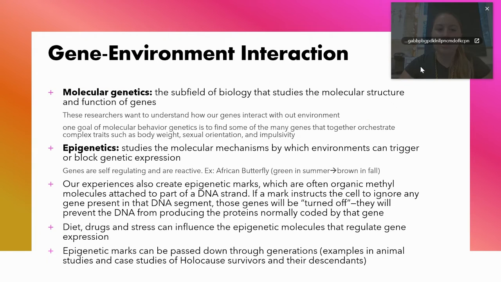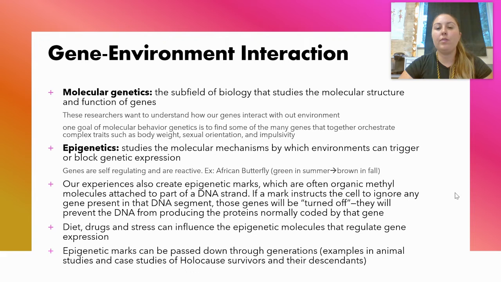Okay, now, gene and environment interaction. There are some more subfields that look at how our genes and our environment interact. One is molecular genetics, and this subfield studies the molecular structure and function of genes. They want to understand how our genes interact with our environment. One goal is to find some of the genes that together orchestrate complex traits such as body weight, sexual orientation, and impulsivity. They basically want to know what genes are working together to create who we are.